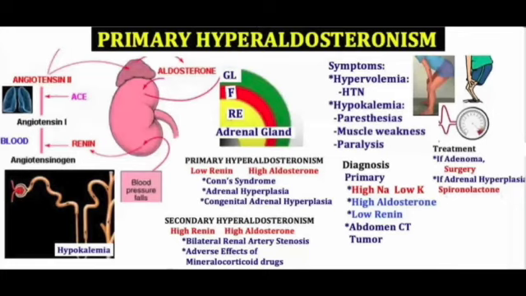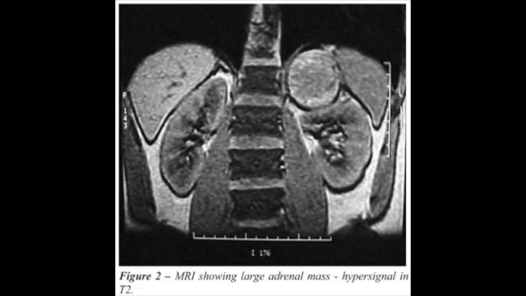Next will be pheochromocytoma. This is a catecholamine-secreting adrenal tumor from the chromaffin cells. Rare, causes 0.5% of hypertension, but most common adrenal tumor in adults. May be associated with MEN2 syndrome, neurofibromatosis 1, and von Hippel-Lindau disease.